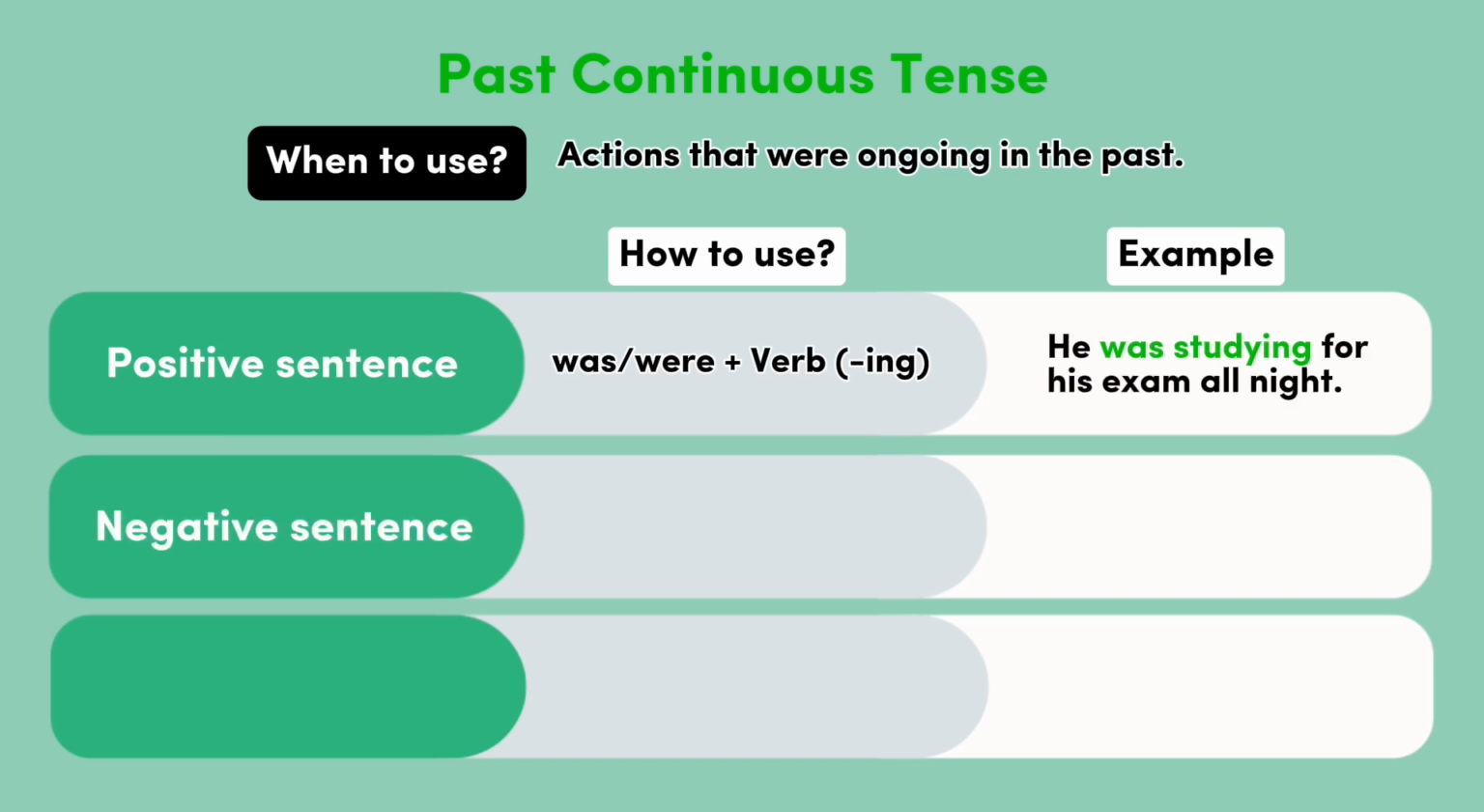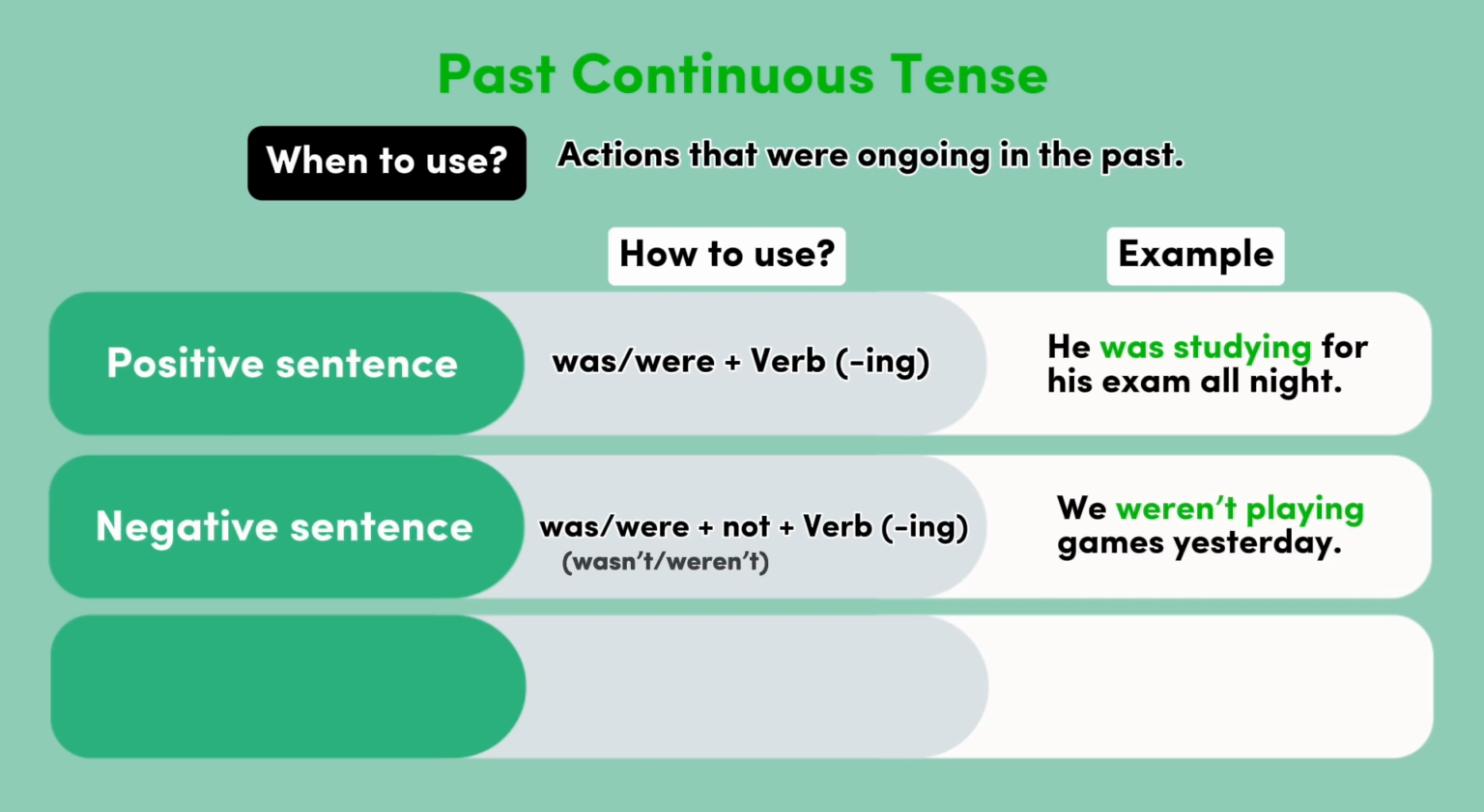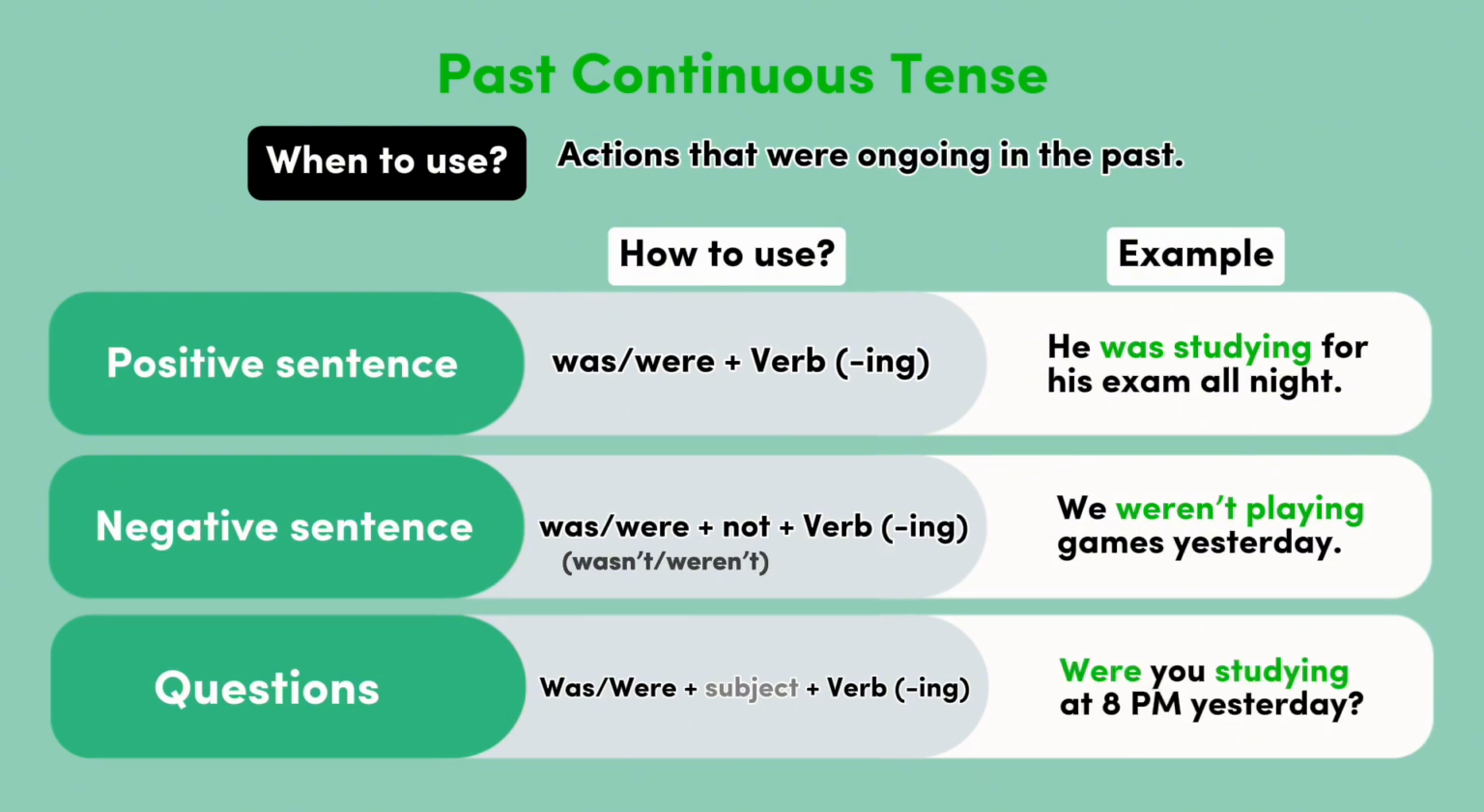Negative sentences. Was or were plus not plus a verb with -ing attached to it. We weren't playing games yesterday. Questions. Was or were plus subject plus a verb with -ing attached to it. Were you studying at 8 p.m. yesterday?